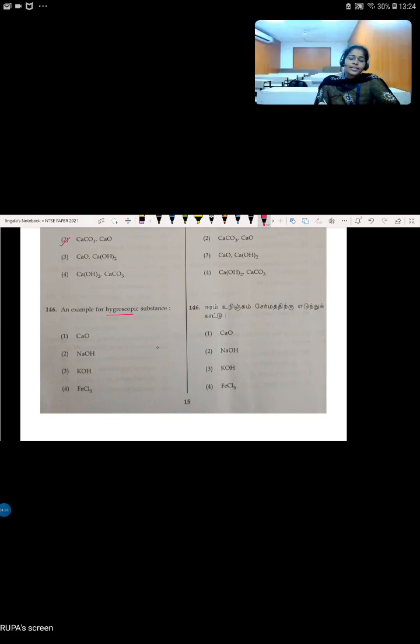Hygroscopy means there are certain substances which cannot change their physical state even after absorbing moisture. So there are some salts which can absorb moisture, but we won't observe a change in the physical state. That is the hygroscopic nature. So the hygroscopic substance is calcium oxide. The remaining are deliquescent. What is deliquescence? The property of deliquescence is the opposite of this.